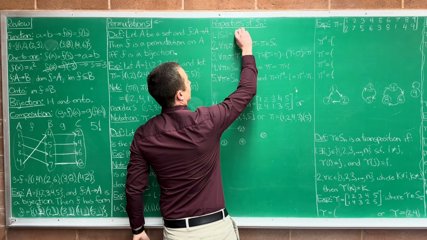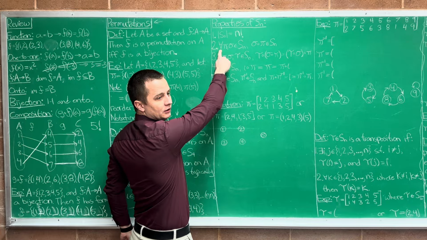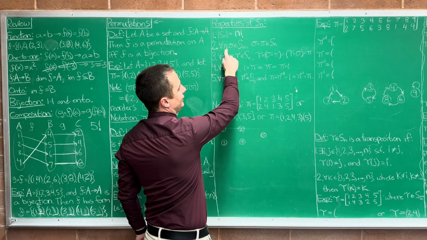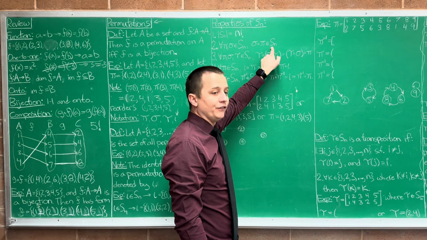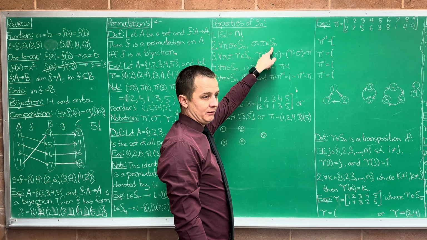Okay, let's notice another property of S sub n. Remember what that symbol means? For all. For all pi and sigma in S sub n, or in other words, for any two permutations you pick out of S sub n, their function composition is also going to be in S sub n. If you pick two permutations in S sub n and compose them together, the result will be another function, another permutation in S sub n. Does that make sense?